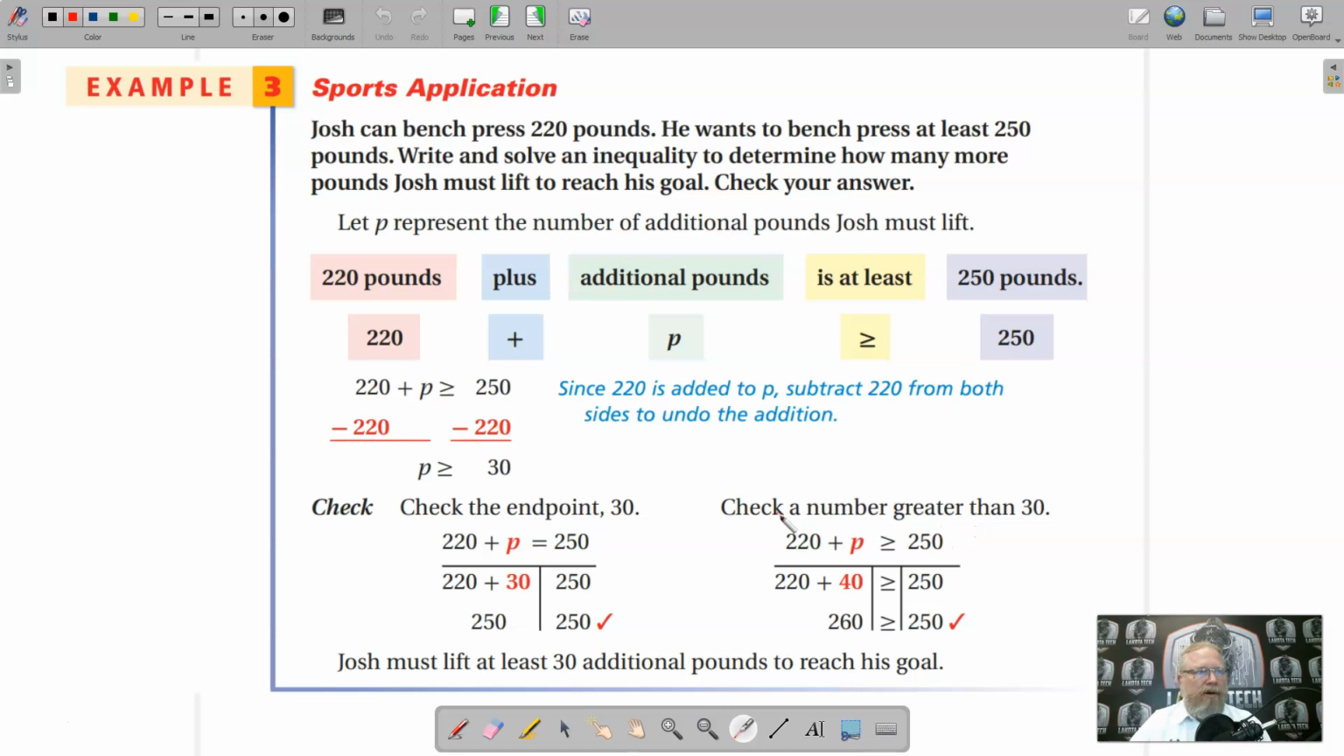Next, we want to go ahead and check a number that's greater than 30. They choose 40. So 220 plus 40 is 260. Is 260 greater than or equal to 250? Indeed it is, so we have the correct inequality symbol. Josh must lift at least 30 additional pounds to reach his goal.